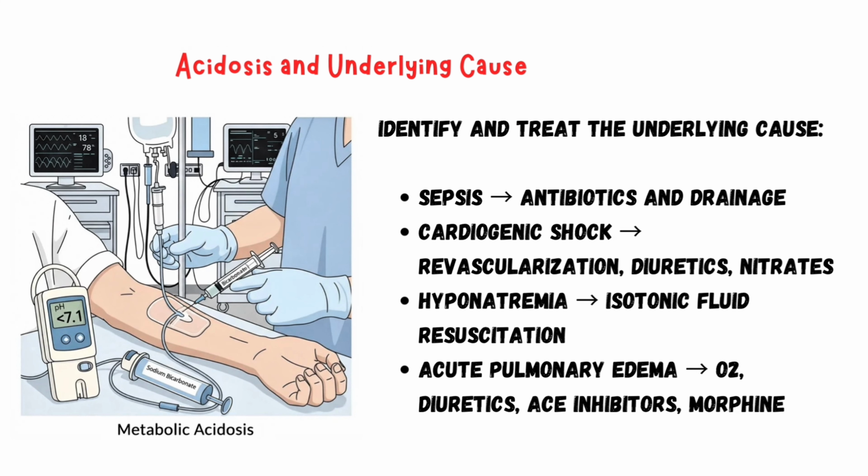Acidosis means blood pH is less than 7.15. We should identify and treat the underlying cause as soon as possible. In case of sepsis, we can give antibiotics and drainage.